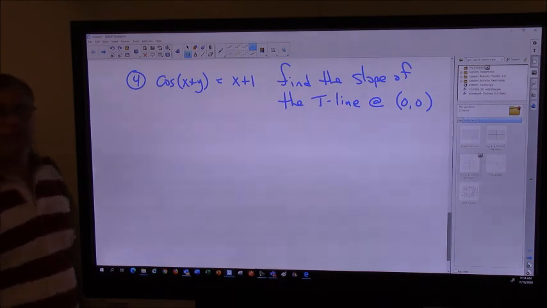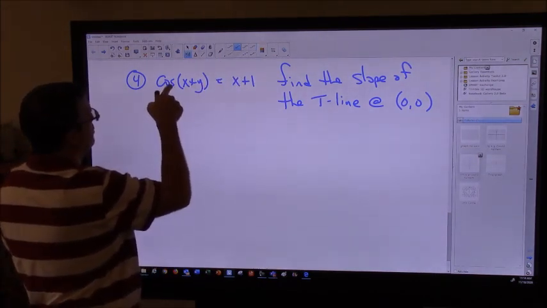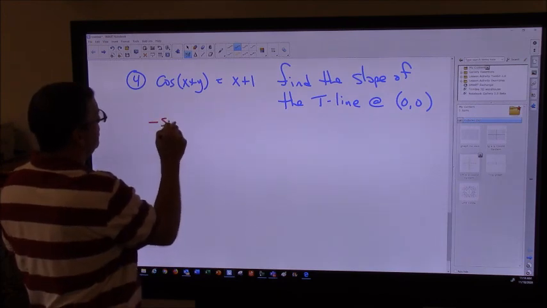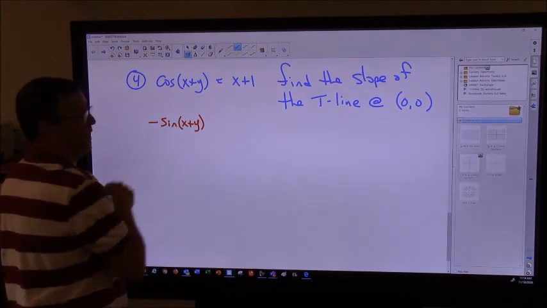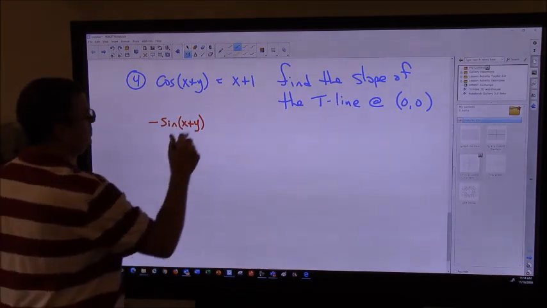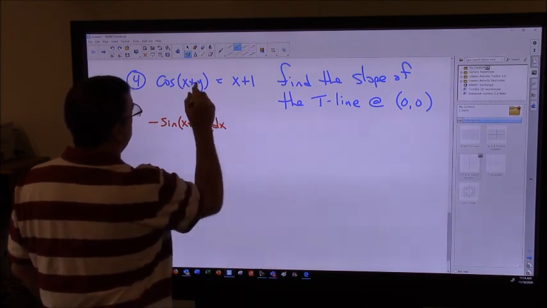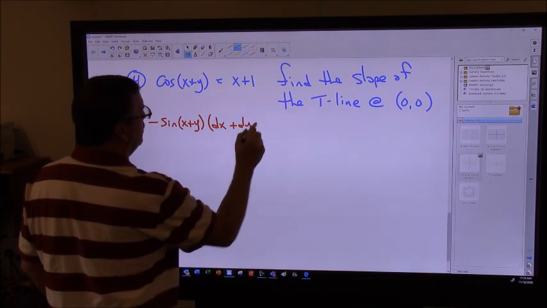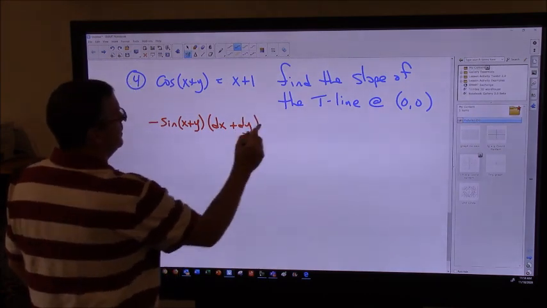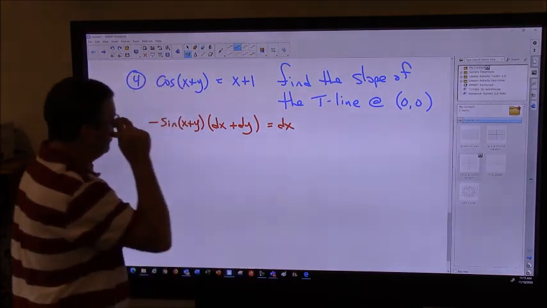All right, so to find a slope, I need a derivative. So I'm going to take the derivative of this. Derivative of cosine is a negative sine of x plus y times the derivative of the angle, which the derivative of x is 1, and I just took the derivative of x. Derivative of y is 1, and I just took the derivative of y. And that equals derivative of x is 1, and I just took the derivative of x.